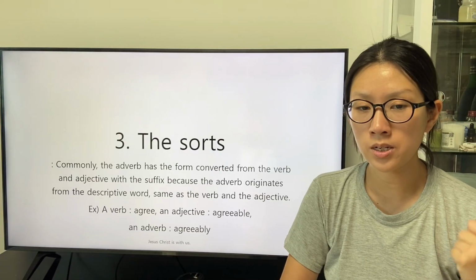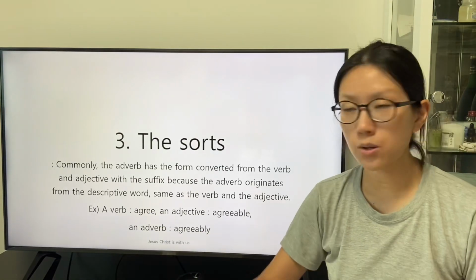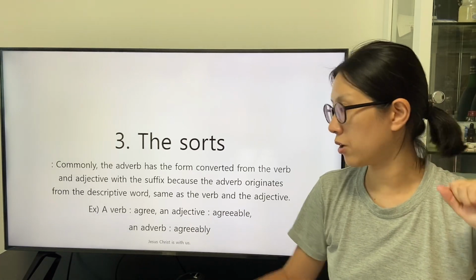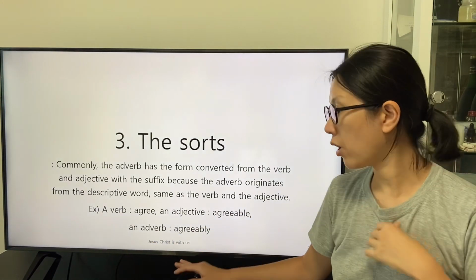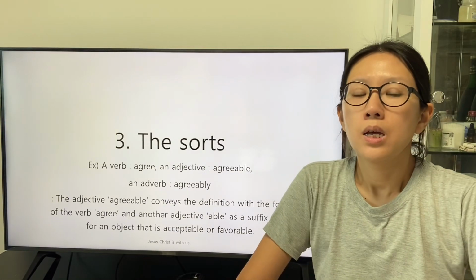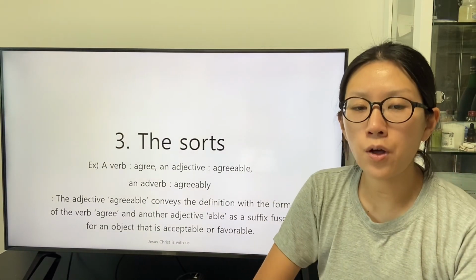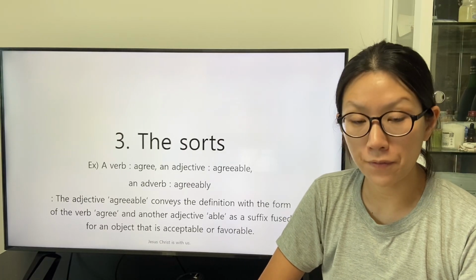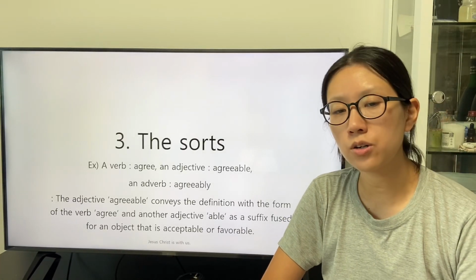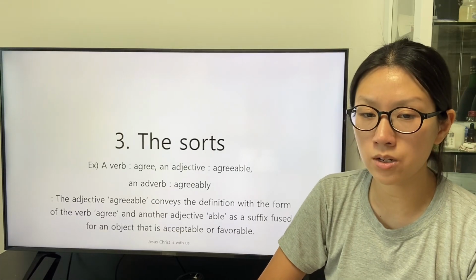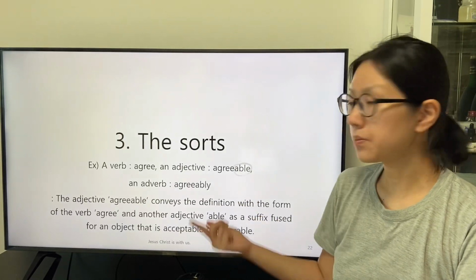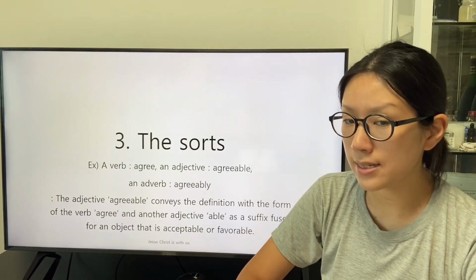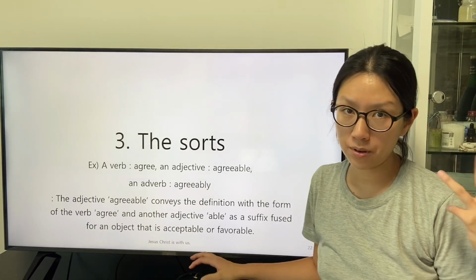The first one is a verb, agree. The second one is an adjective, agreeable. The third one is an adverb, agreeably. The adjective agreeable conveys the definition with the form of the verb agree and another adjective able as a suffix, used for an object that is acceptable or favorable.